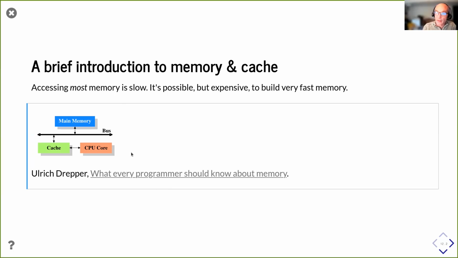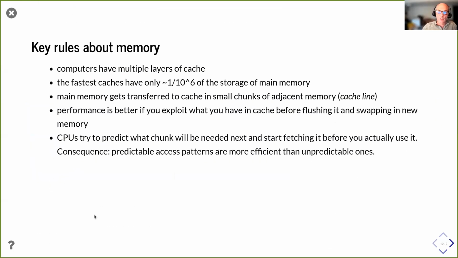A much more minimal expression of what people should know about memory can be reduced almost to a short list, right? So I mentioned that computers can have multiple layers of this cache, copies essentially of the main memory, that are smaller but faster. The very fastest of these caches often have only about 1/1,000,000th of the storage of your overall main memory. So they are tiny compared to the amount of data that you can actually store in memory in the computer.